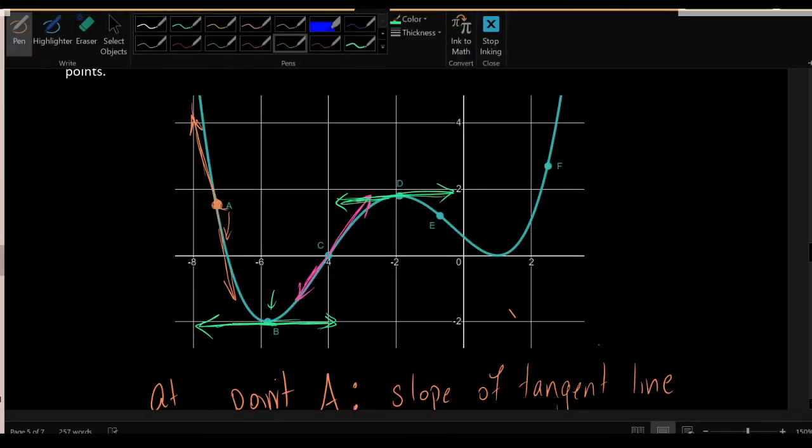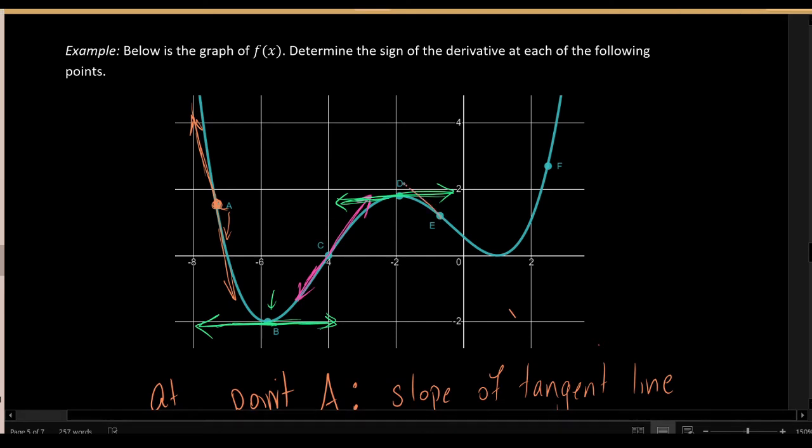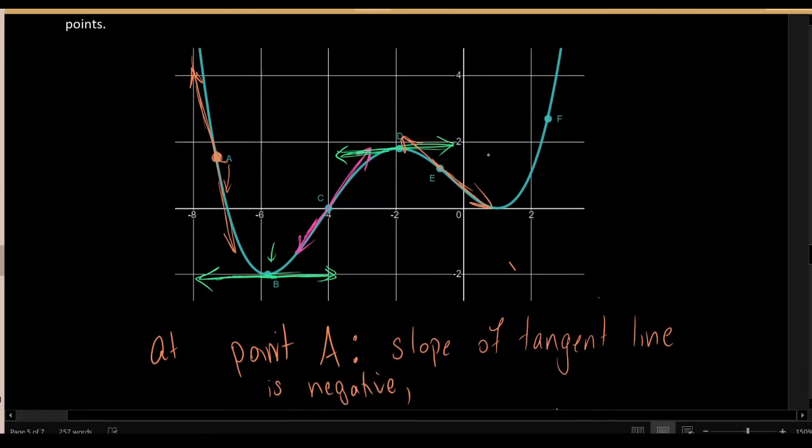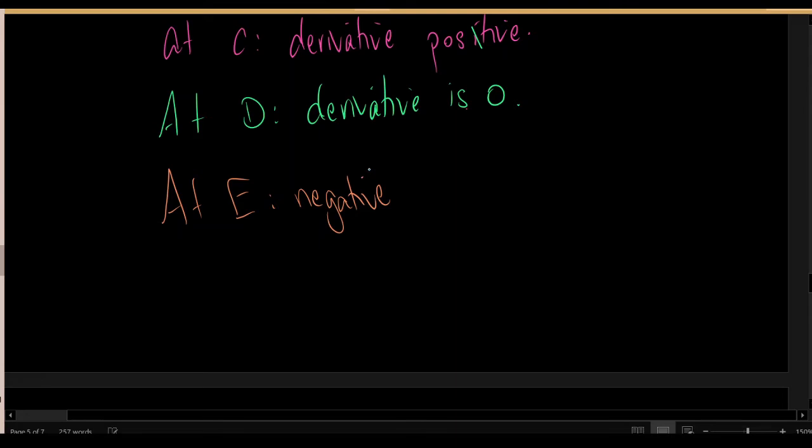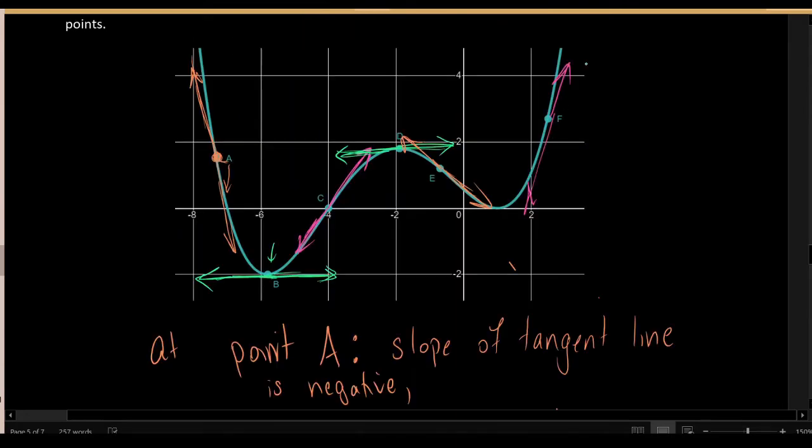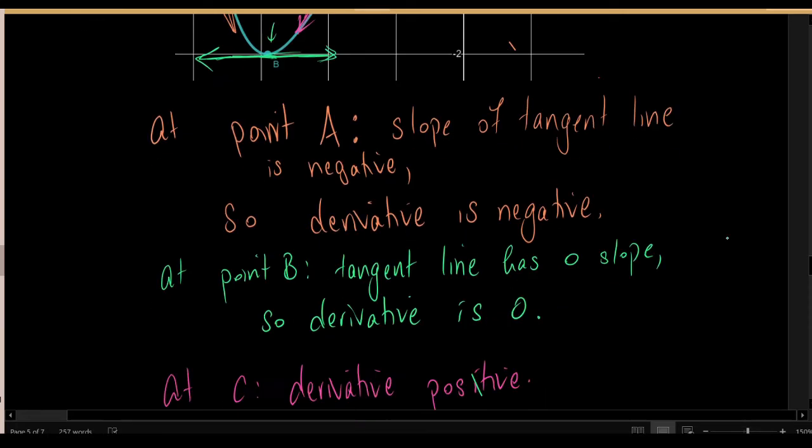What do you think about point E? At point E, the graph is sloped downward, so the tangent line will be sloped downward. Therefore, the derivative will be negative at this point as well. At point F, the graph is slanted upward, and therefore the tangent line will also be slanted upward. Therefore, the derivative at point F will be positive.